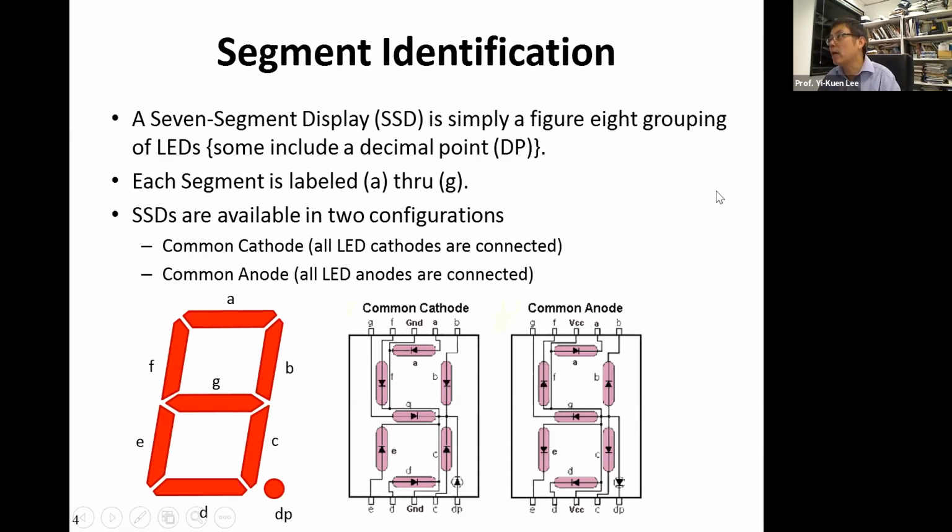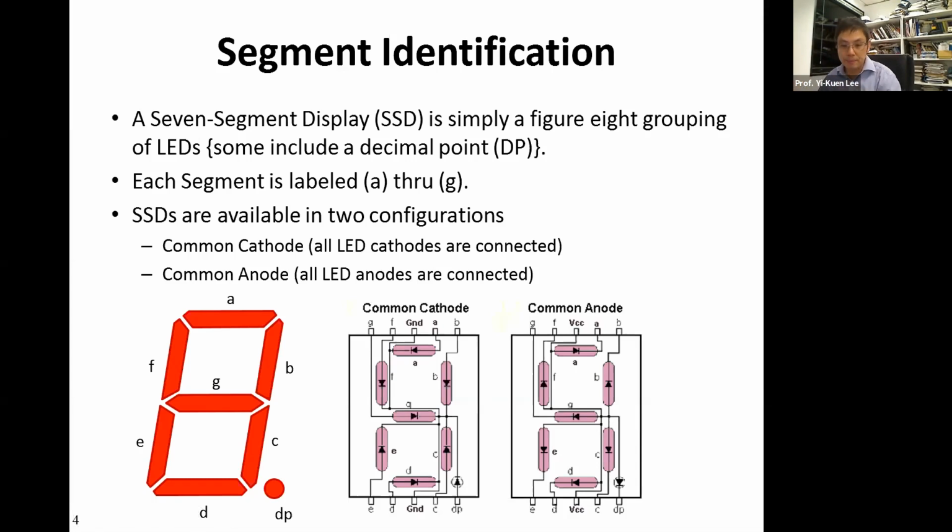In general, we have two types of this LED display. We call the first one common cathode, which means all the LED cathodes are connected, and the second one is common anode, where all the LED anodes are connected. So how about your Arduino kit? What kind of product do you have? Do you have any idea?